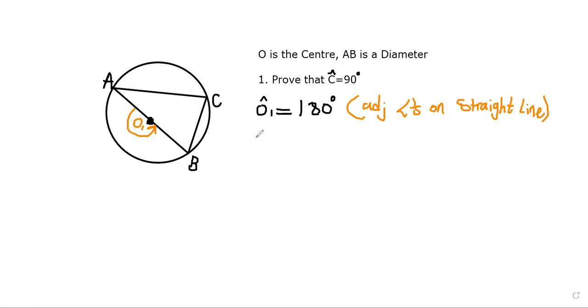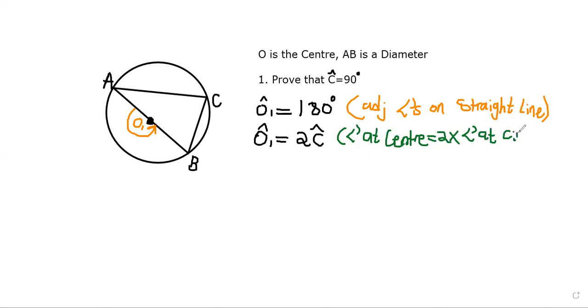And then after that, I'm going to say angle O1 is equal to 2 times angle C. Don't forget that each and every statement should be accompanied by a reason. So this one is angle at center equals 2 times angle at the circumference. And as you can see here, we have O1 is equal to 180, and O1 is equal to 2 times C.